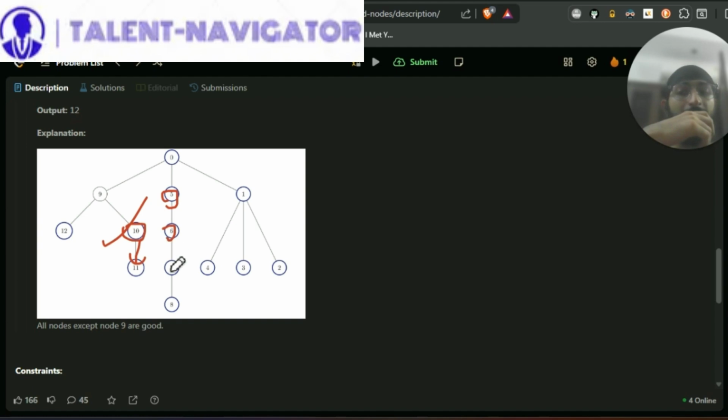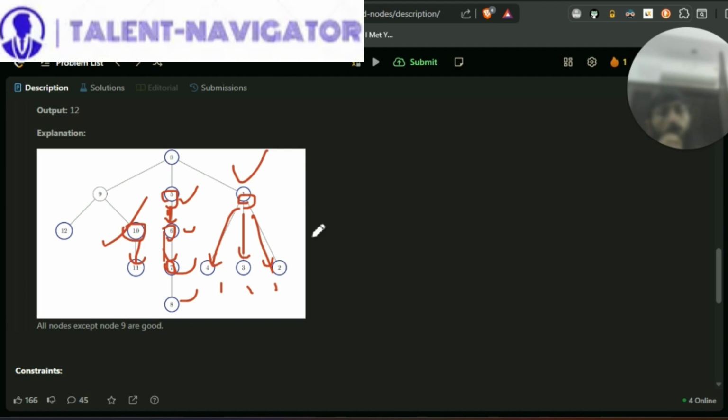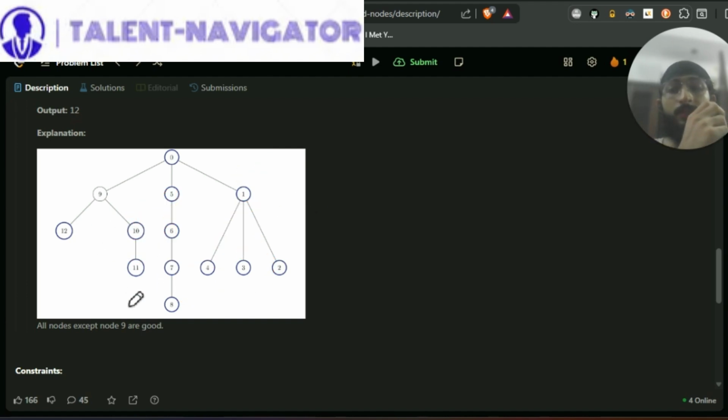Similarly for 5, 6 and 7, all of these nodes are falling under it and there are no additional subtrees for that, so basically these are also considered as good nodes. And for 1, we can see that all its children have subtree sizes equal to 1, so therefore 1 is also considered a good node. So therefore the count is basically 9. Sorry, the count is basically 12 except the node 9, right? So that is the answer.